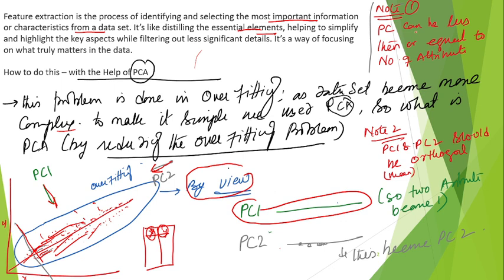Note, the number of PCs can be less than or equal to your number of attributes. If I have two attributes, it can be 1 or 2. It cannot be more. And the PCs should be orthogonal. Orthogonal means they are not dependent on each other. Both are independent, and their values are totally different. Do remember, the number of PCs can be less than or equal to the number of attributes. The PCs depend on the way you view the data, and this is used against overfitting.